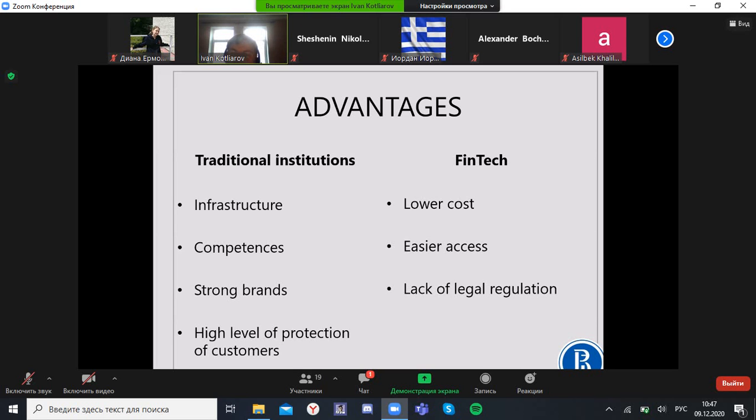In case of fintech, the advantages are lower cost, because okay, they don't have traditional offices, they do not have living personnel, etc. They have easier access. What does it mean?